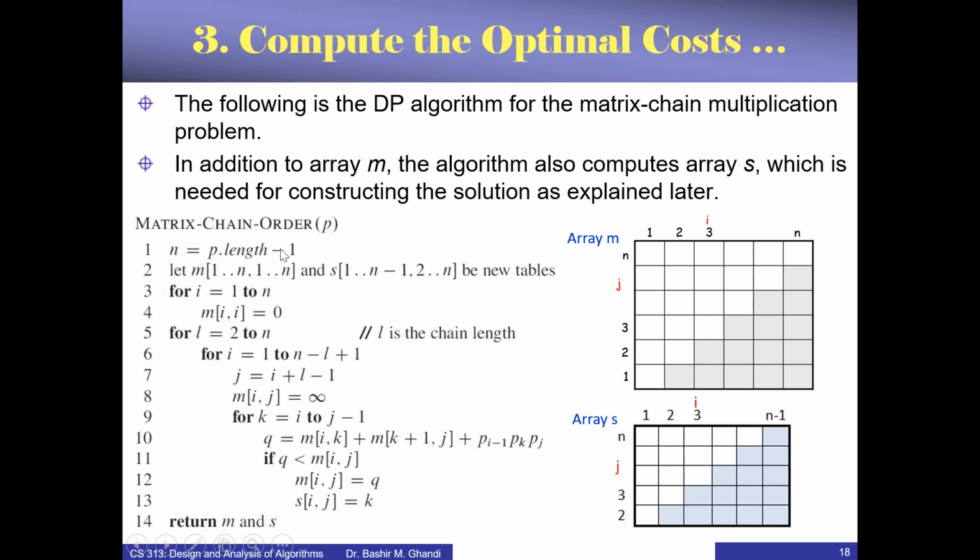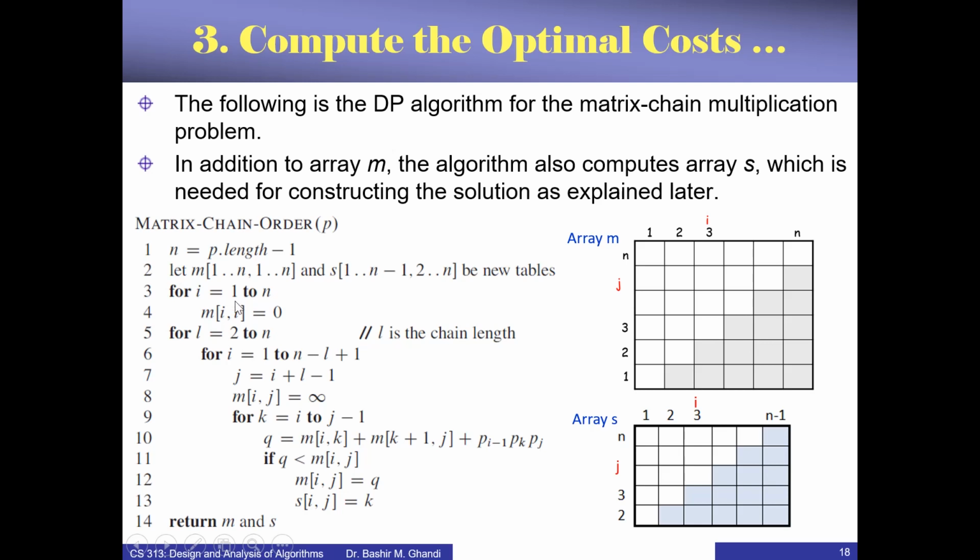The first thing the algorithm does is compute n. n is the size of this array minus 1. Why minus 1? Because here, if you remember, we included 0, from P0 until Pn. So actually our length is just the length of P minus 1. This is the maximum chain you're going to have. In terms of the number of matrices involved in the chain, they are just n.